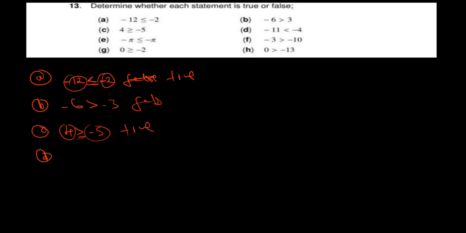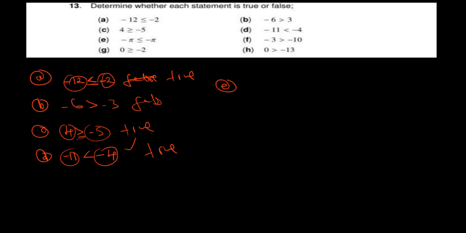D is negative 11, is it less than 4? No, 4 is big. On a number line there's 0 there, with negatives on one side. Let's say this is negative 4 and there's negative 7 there. Which one is bigger? It gets greater as it goes to this side, so 4 is greater, so this is true. Then let's go to E.